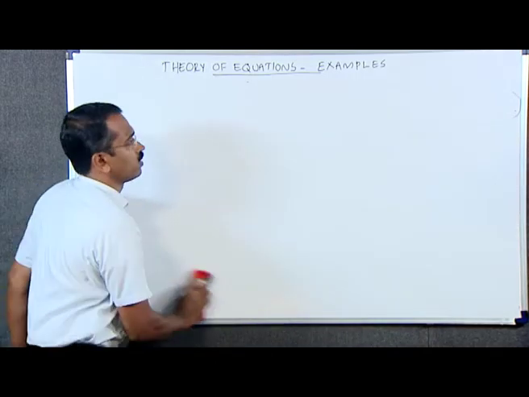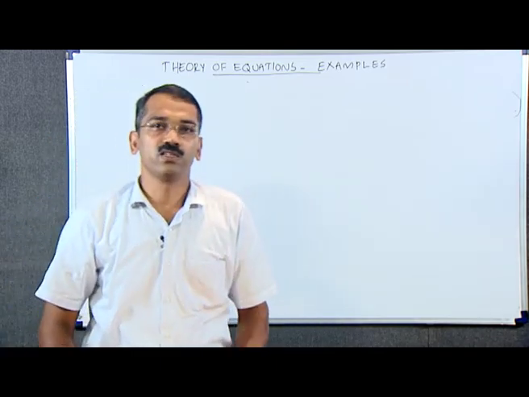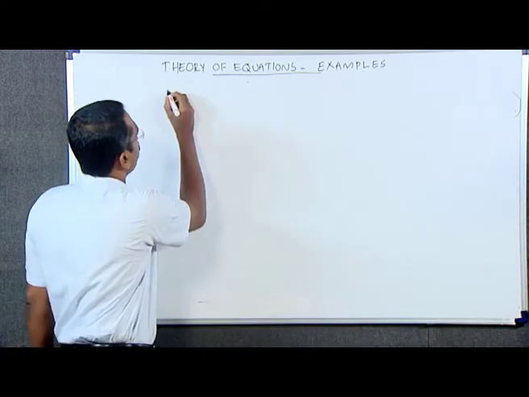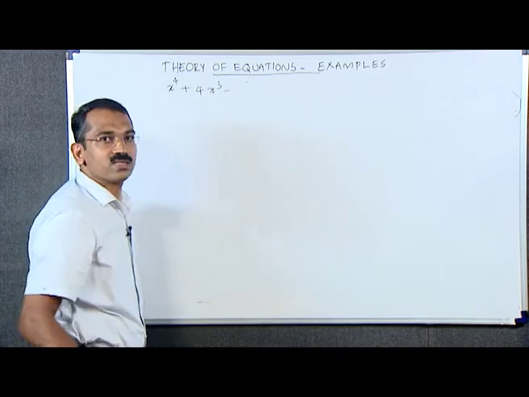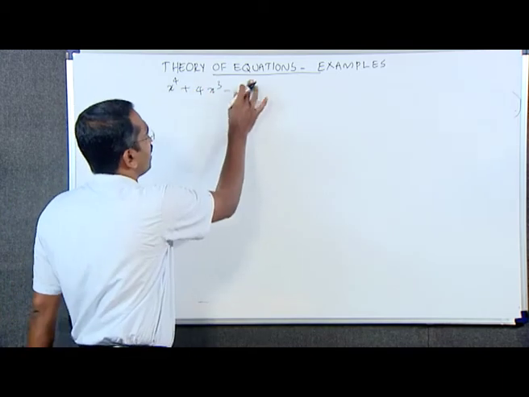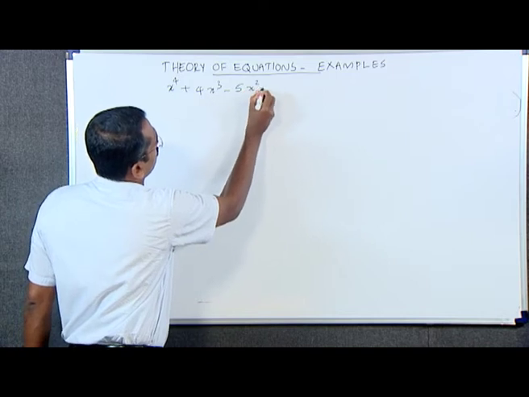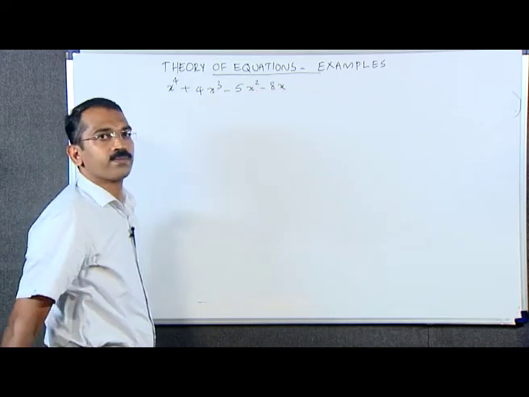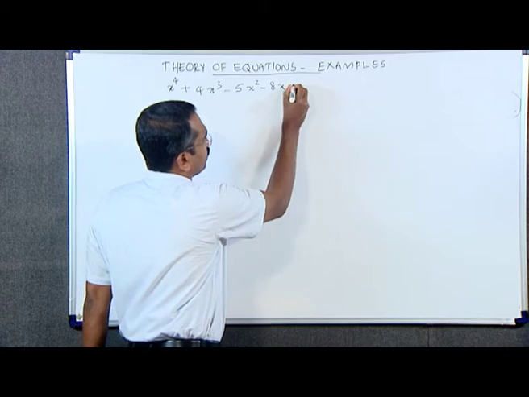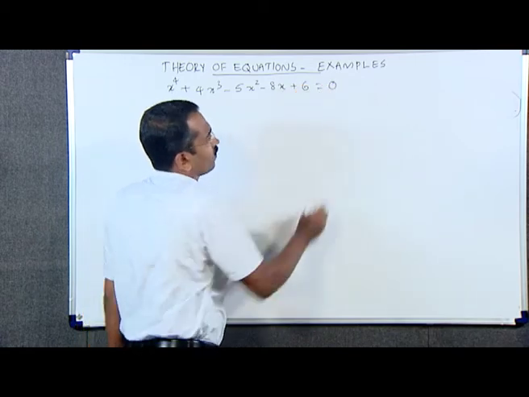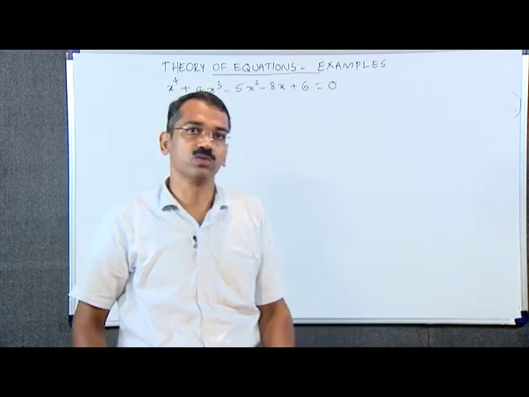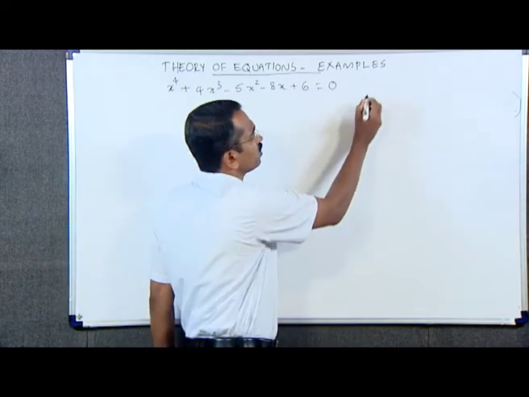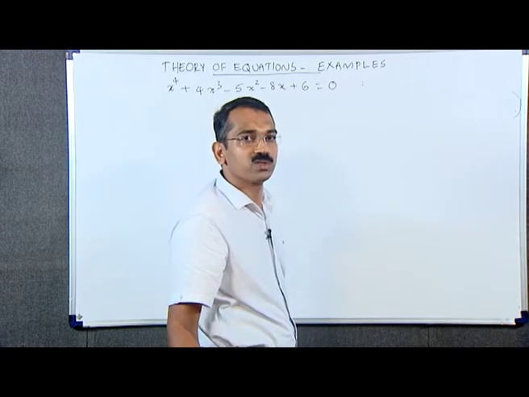Solve the equation x raised to 4 plus 4x cube minus 5x square minus 8x plus 6 is equal to 0, given that 2 of its roots are equal in magnitude but opposite in sign.